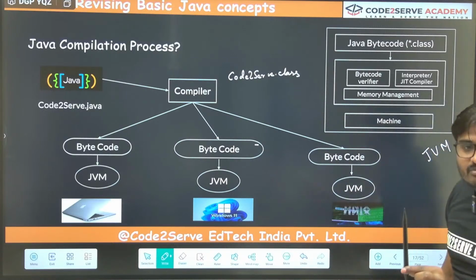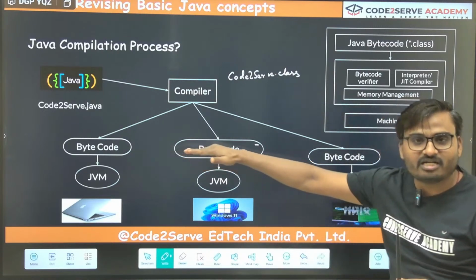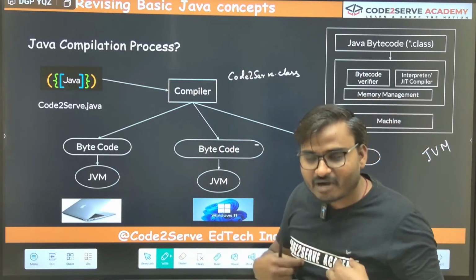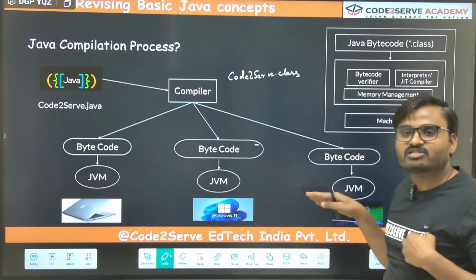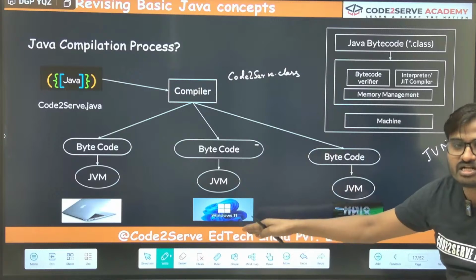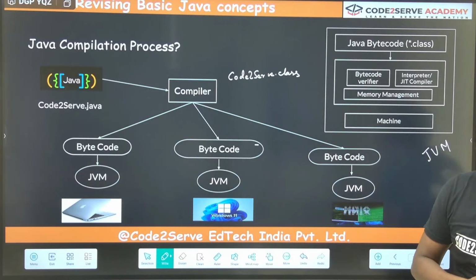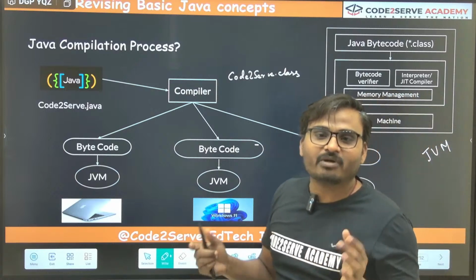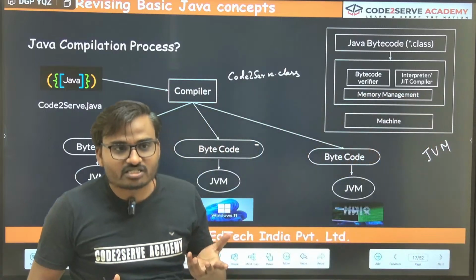JVM is acting as an intermediator. He is telling you, give me code in one language, and my responsibility is to convert it into different machine languages. So you don't have to write 10,000 lines of code here, 10,000 lines of code here, and 10,000 lines of code here, right? So that is why Java is platform independent. Now you got the point why Java is platform independent.